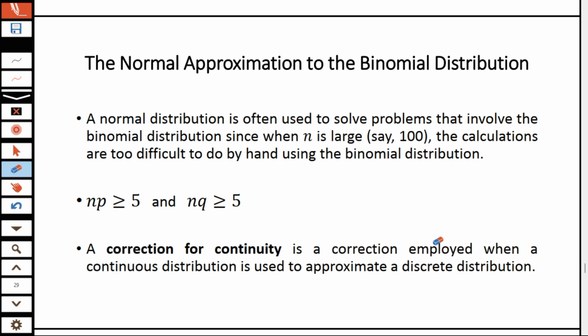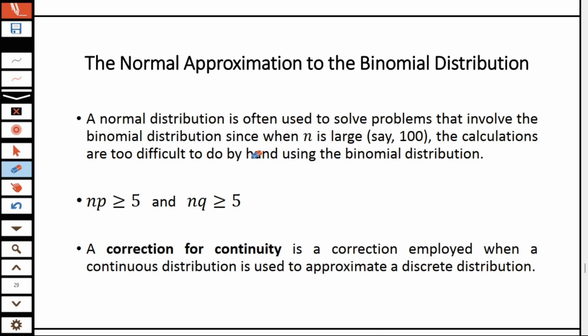So let's start. Normal approximation to binomial means that we are going to use a continuous probability distribution to approximate a discrete probability distribution. When n is large and you want to use the binomial distribution to make the calculation, things become very difficult. So you have to switch to using the normal distribution to approximate the binomial distribution, since when n is large, the calculations are too difficult to do by hand using the binomial distribution, as I've already discussed.